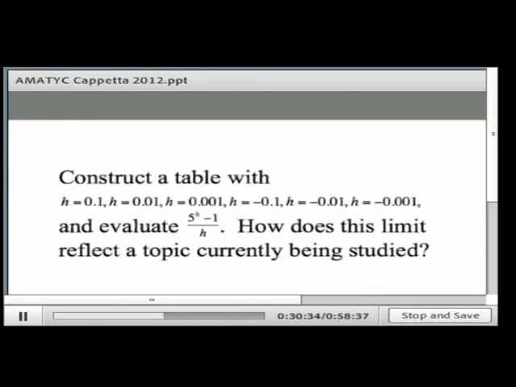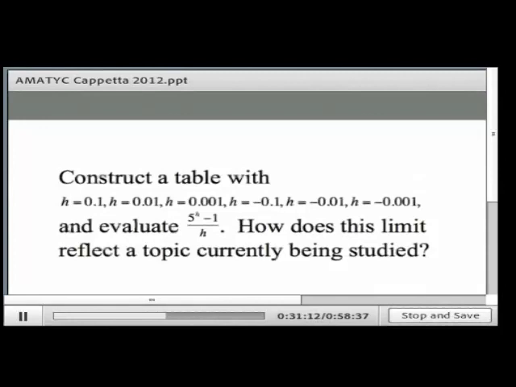Okay, now take a look at this one. h is 0.1, h is 0.01, h is 0.001, negatives as well. We want to evaluate 5 to the h minus 1 over h. So without actually doing this, how does the limit reflect a topic currently being studied? So think about that for a minute. That limit will be a number. Do you know what that number is?